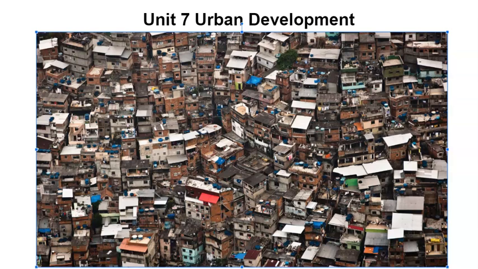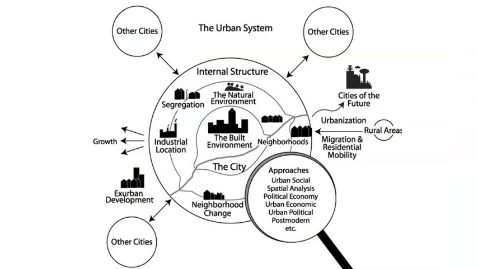This video will cover main points from Unit 7 on urban development. First, we need to talk about what an urban system is. Basically, an urban system is a collection of cities. These cities tend to be interdependent of each other for economic reasons, sometimes political reasons.